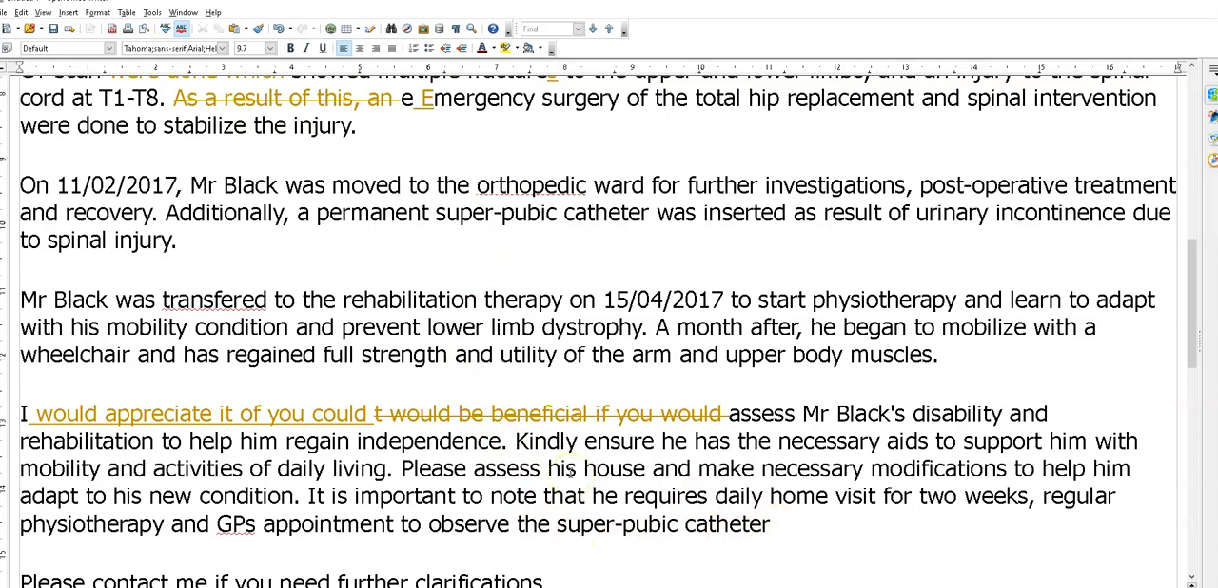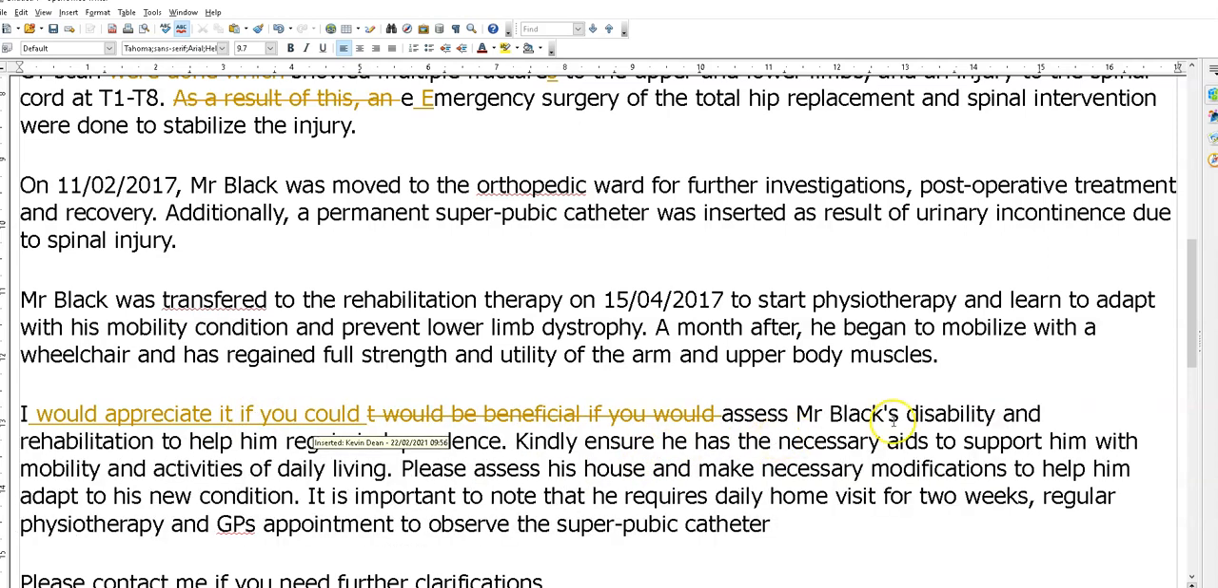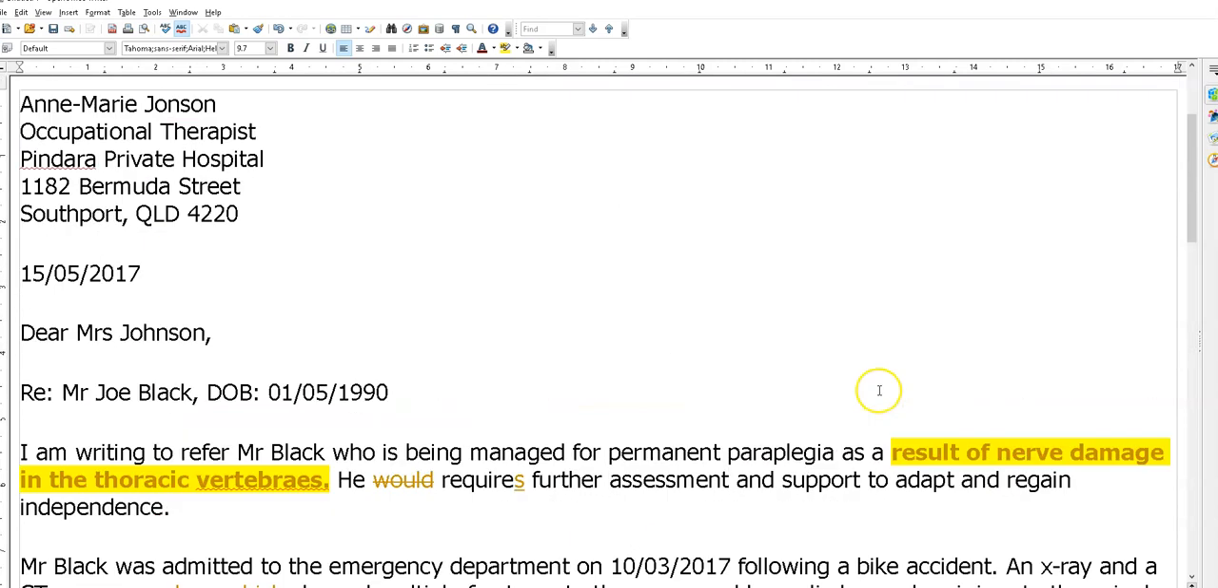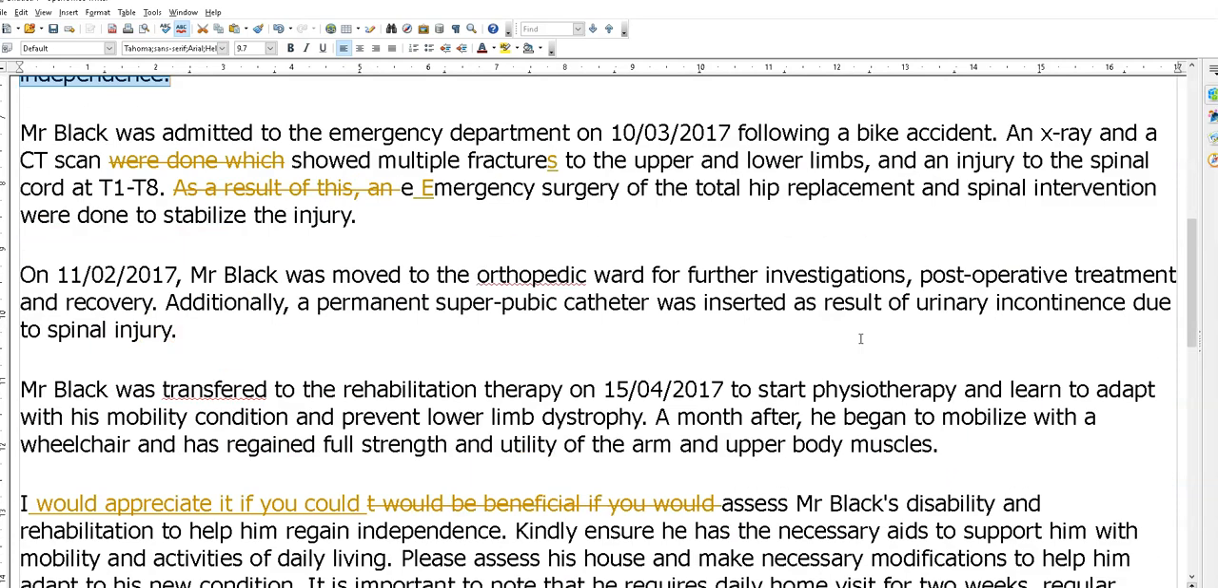I appreciate it. If you could assess Mr. Black. Well, how can you assess a disability? We already know he's a paraplegic. If you could assess Mr. Black's home. So actually, we can probably take all of this out, because obviously it's to help him regain independence. You put it in the introduction, so we don't need it.